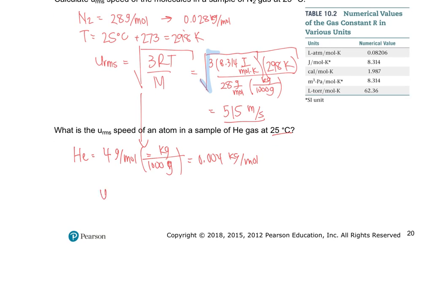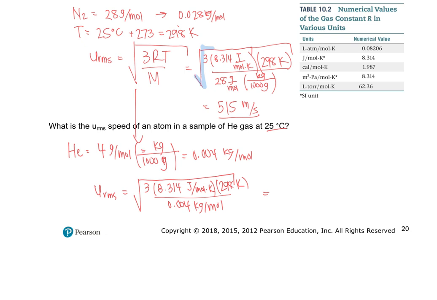So we'll put into our equation u_rms equals the square root of 3 times R, 8.314 joules per mole Kelvin, times 298 Kelvin, divided by 0.004 kilograms per mole. We know the units are going to work out. So I encourage you to plug that in your calculator. And when you do, you should get that the answer is 1363 meters per second.